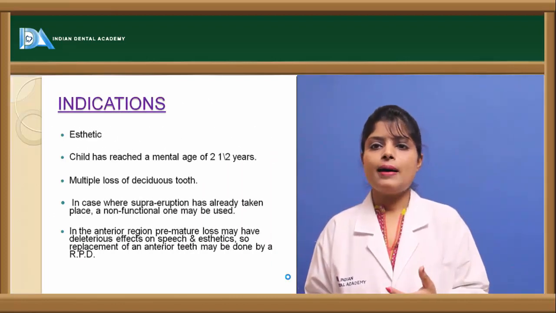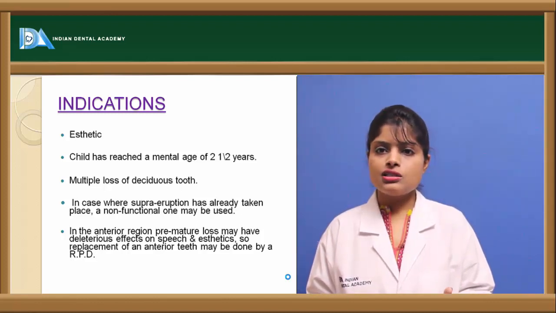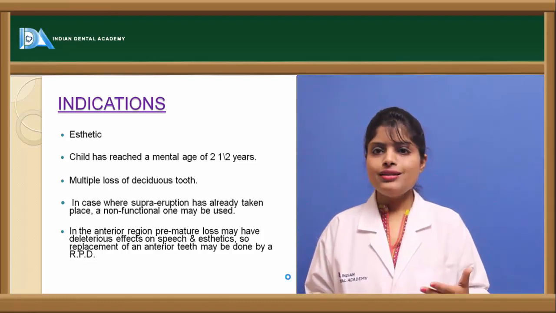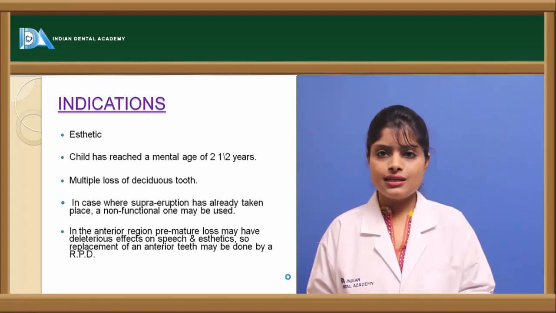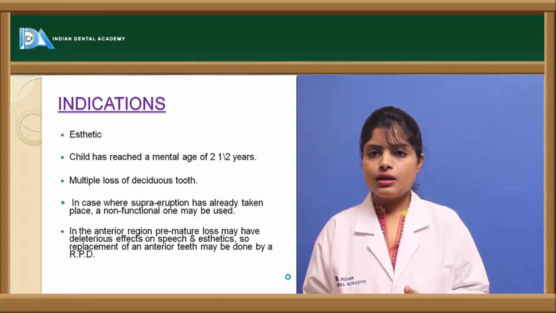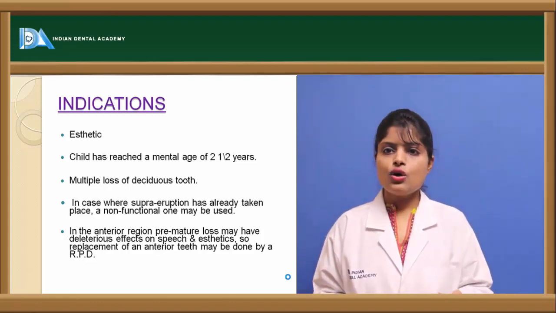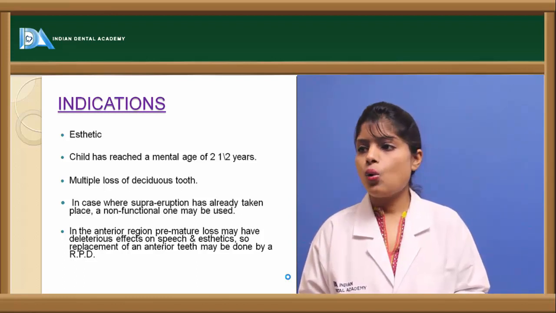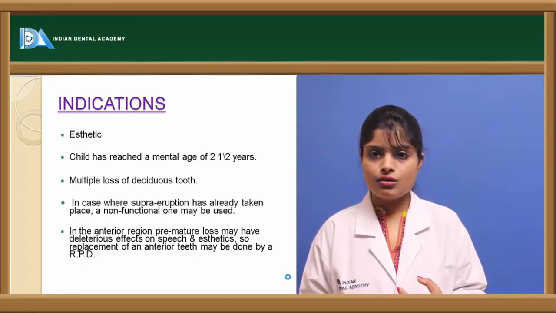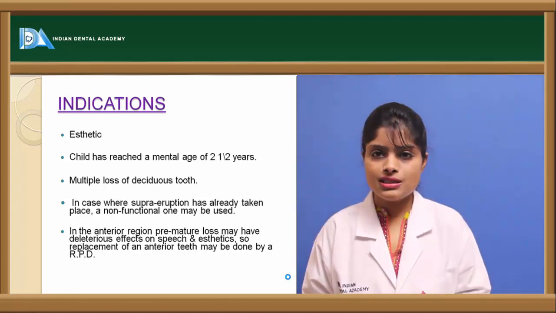The indications of the appliance may be for some aesthetic reasons. When the child has reached a psychological level of greater than 2.5 years of age, when there's a multiple loss of primary teeth or the place where fixed appliance is not possible, in the case where there's supra-eruption of the permanent teeth and a non-functional type of space maintainer is required. In the case of loss of anterior teeth, where aesthetic is a reason which is considered for placing a space maintainer.